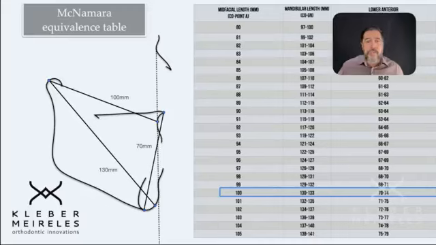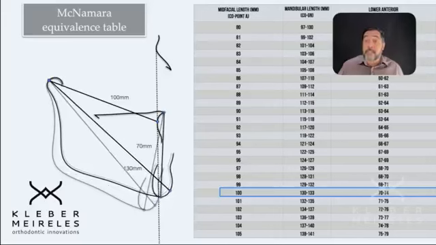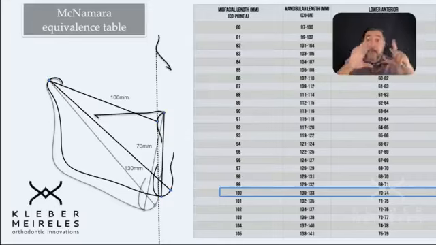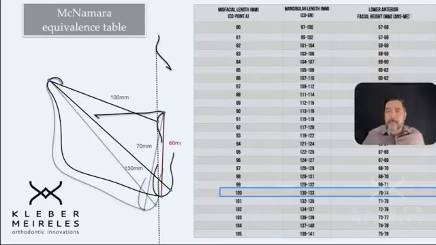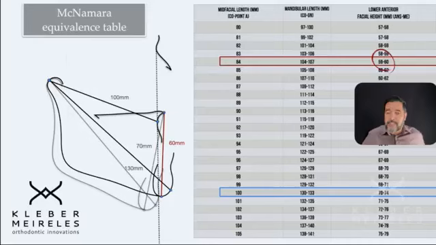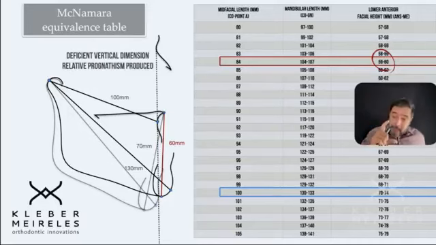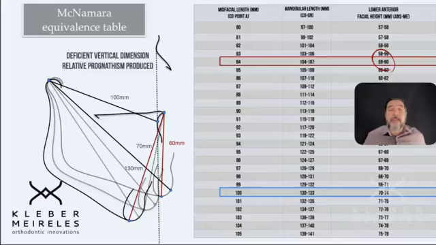When we change the lower anterior face height, not changing the size of the mandible and maxilla, we are changing the sagittal position of the mandible. We are changing the spatial positioning of the mandible. And it goes forward when we decrease the lower anterior face height. Looking at the McNamara table, not changing the size of the maxilla and the mandible, just changing the height, when we decrease it we have a relative prognathism, and when we do the opposite, we have a relative retrognathism.